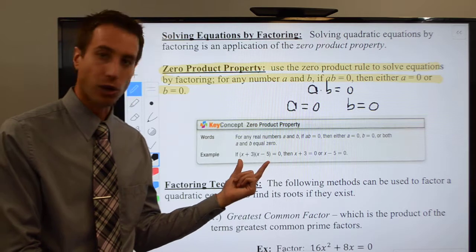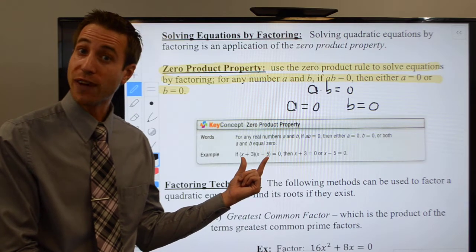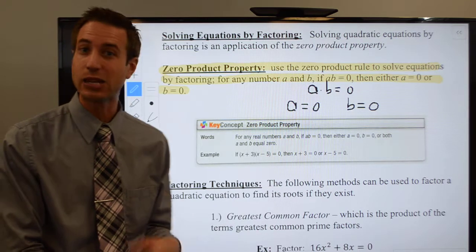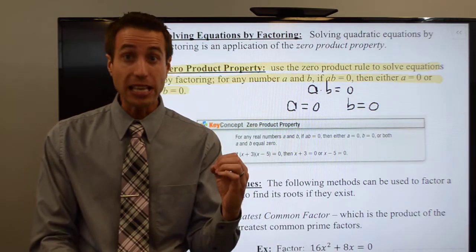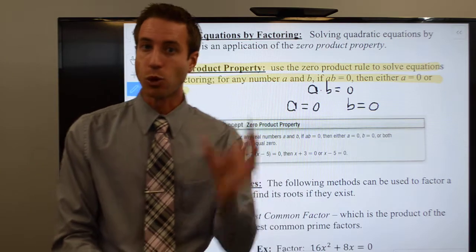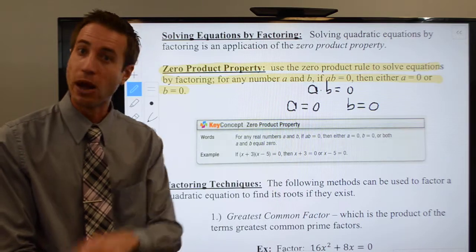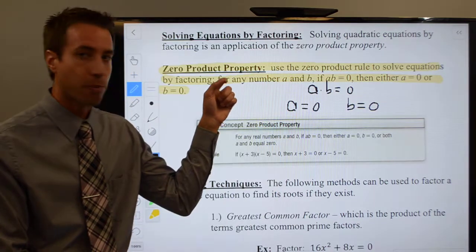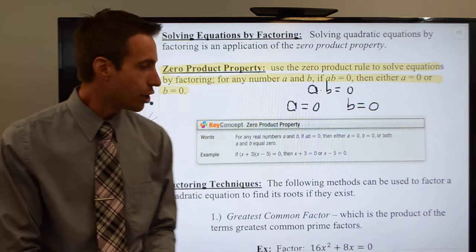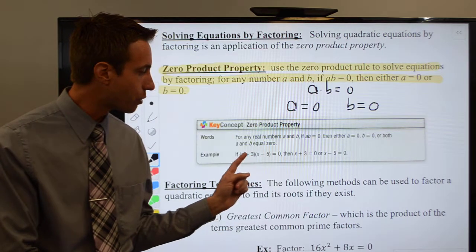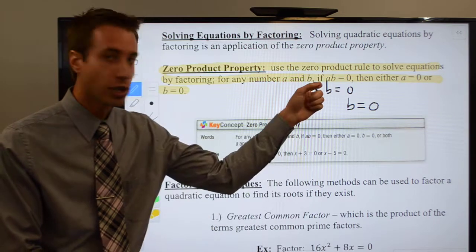We're going to wind up learning factoring techniques so that you wind up with factors. But those factors are going to be equal to 0 because remember, quadratics in standard form are set equal to 0. So once you've factored, you're going to wind up with these factors that are equal to 0. And what the zero product property says is that if I ask you to solve, you will just simply take each of those factors and set them equal to 0, right?